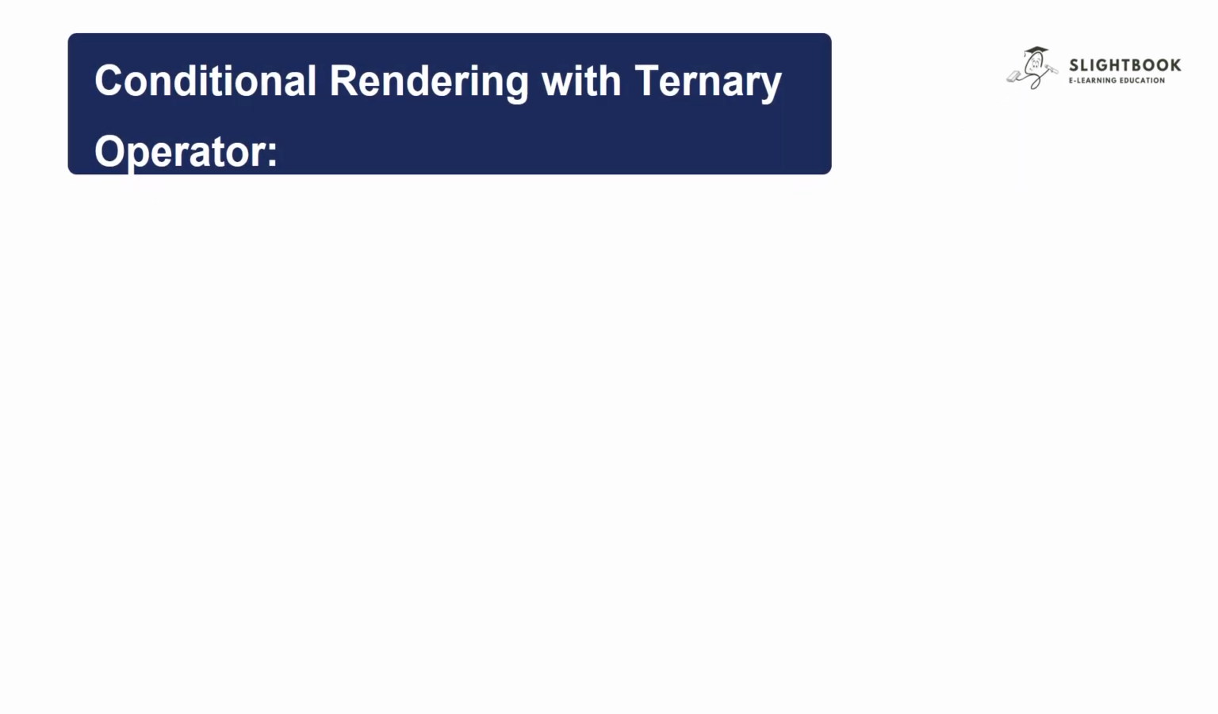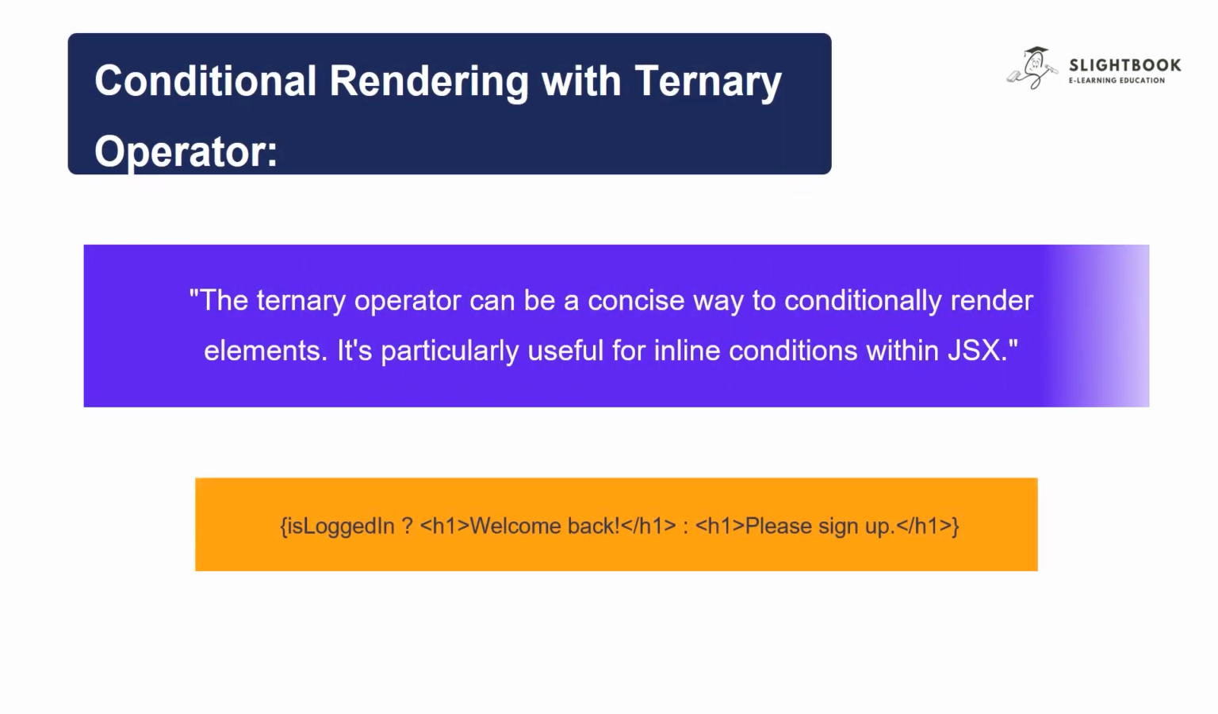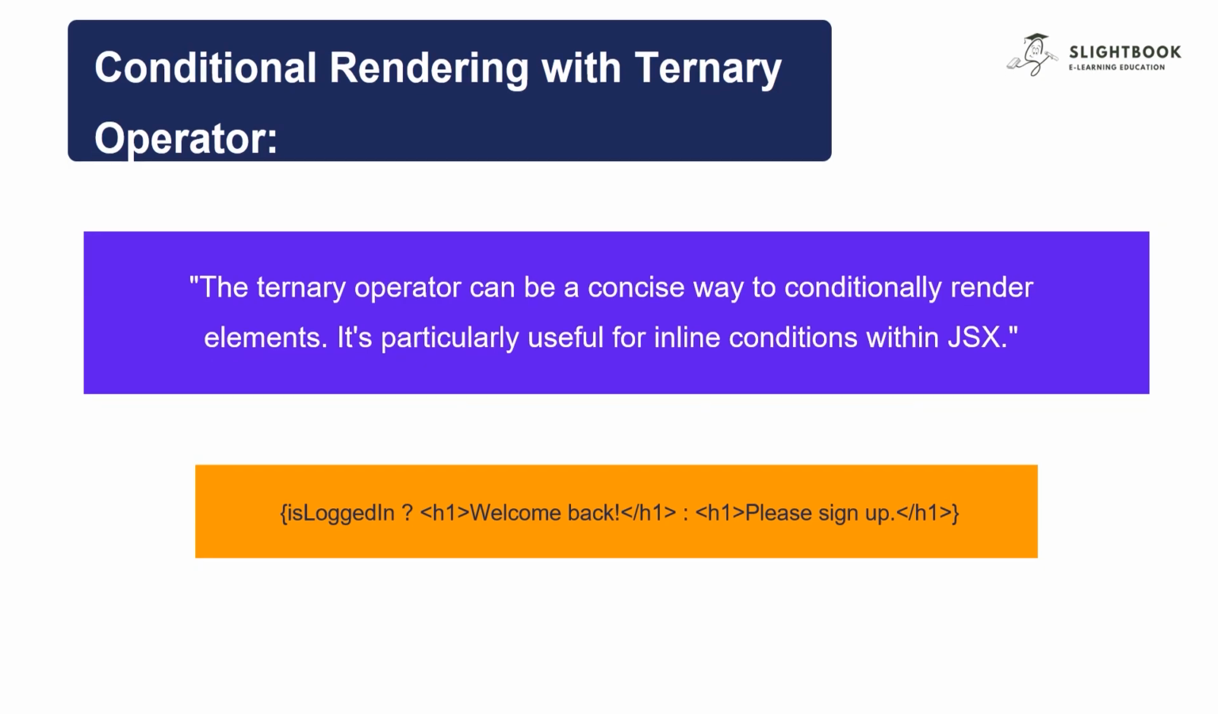Conditional rendering with ternary operator. The ternary operator can be a concise way to conditionally render elements. It's particularly useful for inline conditions within JSX.